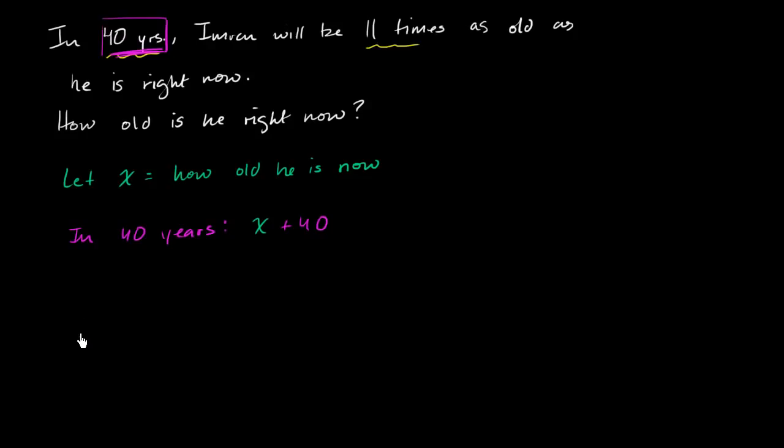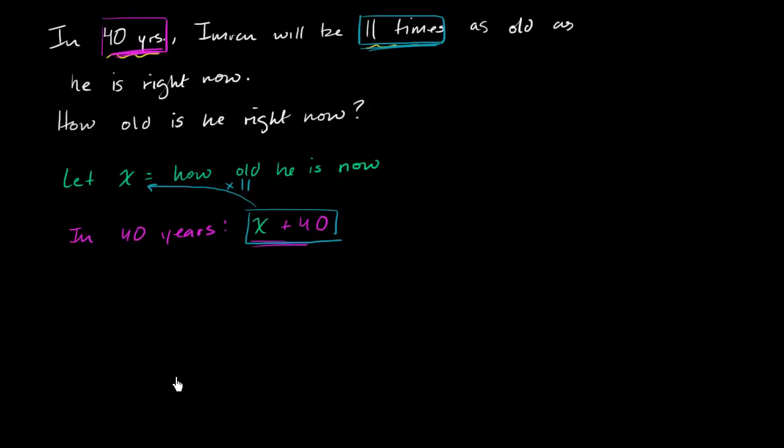But they give us another piece of information. This by itself isn't enough to figure out how old he is right now, but they tell us in 40 years, Imran will be 11 times as old as he is right now. So that's saying that this quantity right over here, x plus 40, is going to be 11 times x. In 40 years, he's going to be 11 times as old as he is right now. So this is going to be times 11. You take x, multiply it times 11, you're going to get how old he's going to be in 40 years.